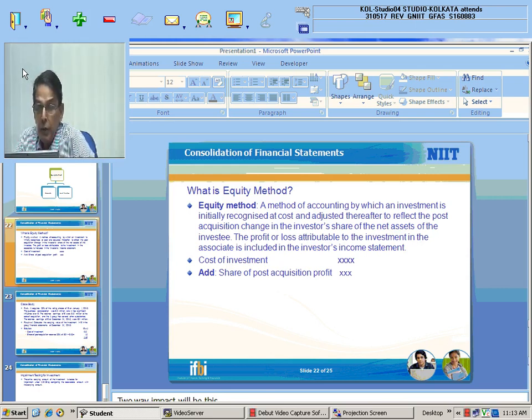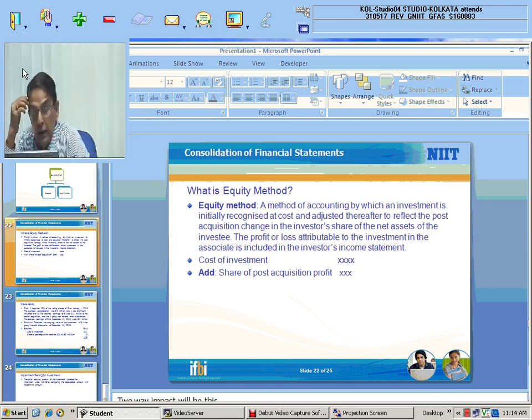The profit or loss attributable to the investment in the associate is included in the investor's income statement. So the profit or loss which is attributable to the investment, in the form of dividends, etc., will be included in the investor's income statement. So initial recognition is the cost of investment, that is at cost. Then we have to add the share of the post-acquisition profit to arrive at the subsequent measurement of that investment. Two-way impact: on the asset side, the cost of investment in associate will increase by the share of the post-acquisition profit. So there will be a two-way impact of this.